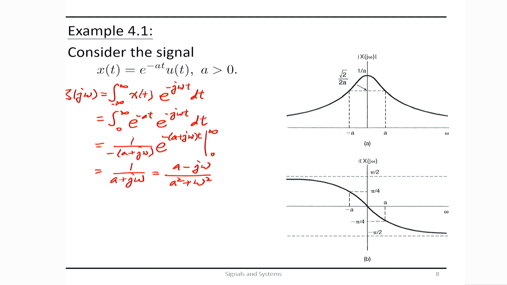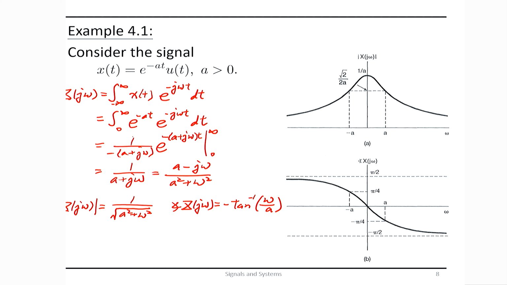If you want to look further into the details of how this spectrum behaves, we can split it into the magnitude and phase. The magnitude is just the square root of the square of the real part plus the square of the imaginary part. We've done this calculation before, so let me just write down the result. This is 1 over the square root of a squared plus omega squared. And the phase is minus arctangent of omega over a.